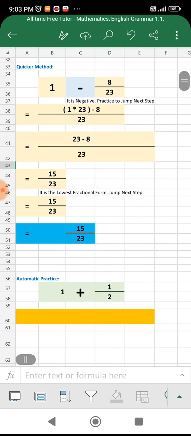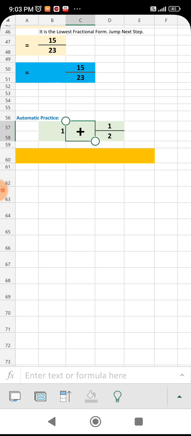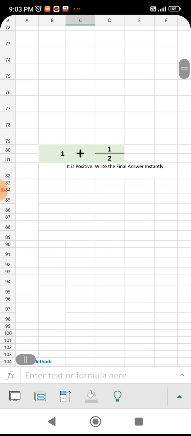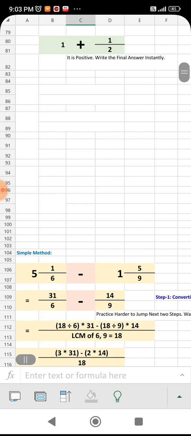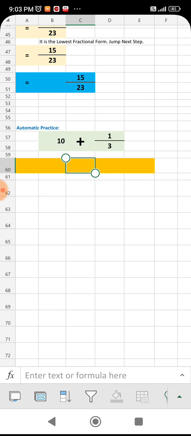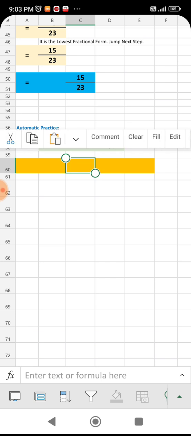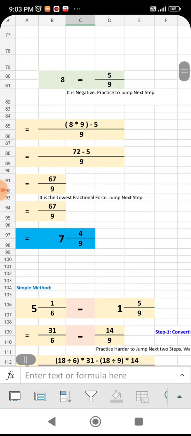Okay. So here one example is given. So for the practice, it is plus, so you can write the answer straight away. Here also you can write the answer straight away. So now I am changing it. Once again plus, so write the answer straight away. Minus, so that means you have to go for the method. Do it in your copy and go down and check.